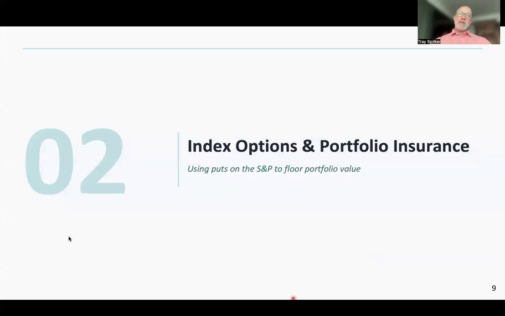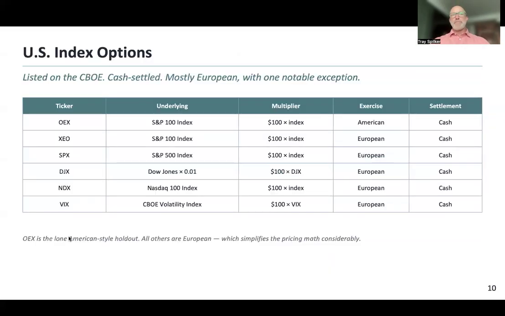In our second part here, we're going to talk about index options. Okay. So in the US, we have options on indices. These are listed on the Chicago Board Options Exchange, or through your broker if that's the way you're looking at it. These are typically cash settled. Most of them are European, meaning you can't exercise them early. The only obvious one that is American style is the OEX on the S&P 100.